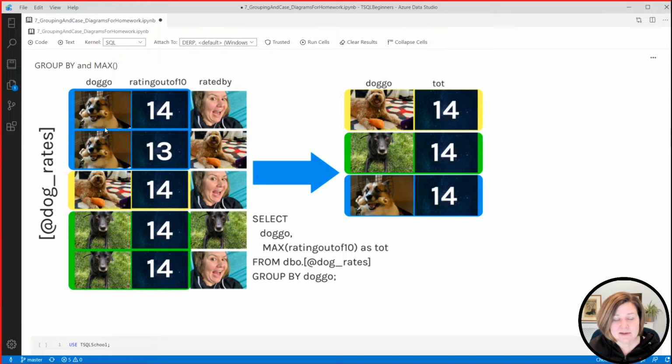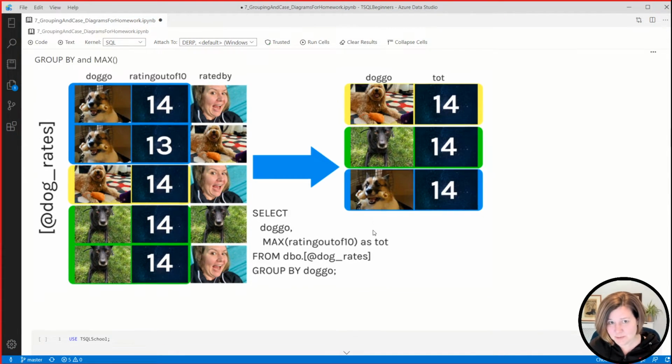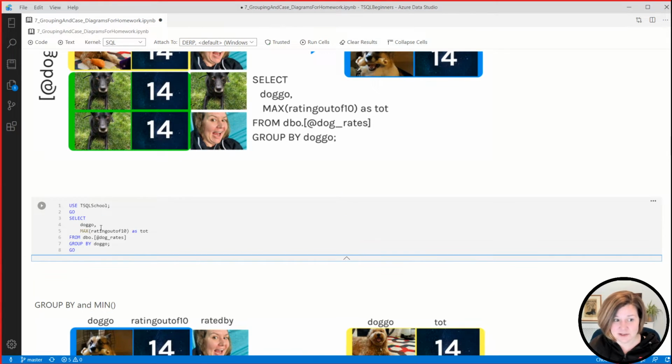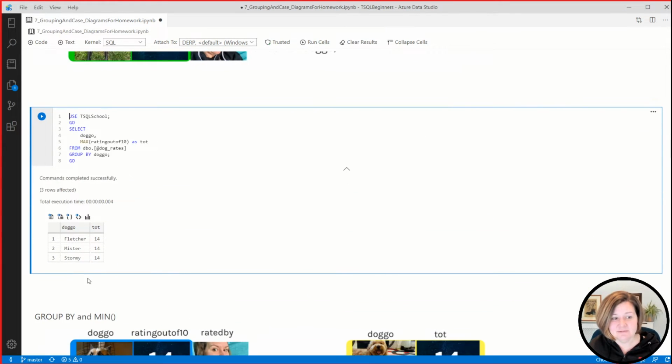So for Stormy, he happens to have 2 rows. Even if he had 50,000 rows, it would find the maximum value in the column we specified. His max is 14. Fletcher's max is 14. And Mr. has 2 rows. His max is also 14 there. So everyone's maximum score is 14. So if we run that there, sure enough, that is the result we see.